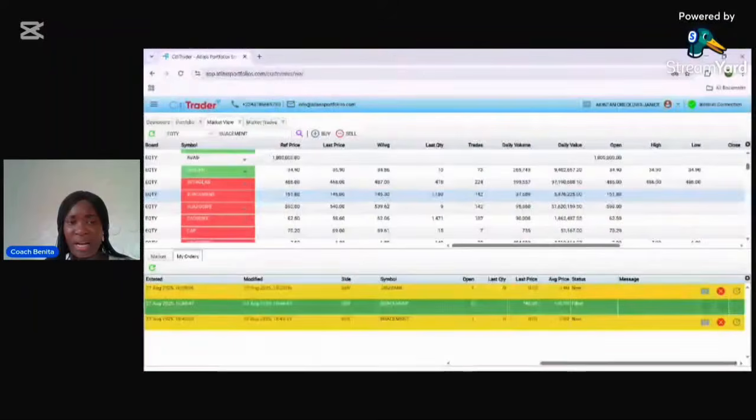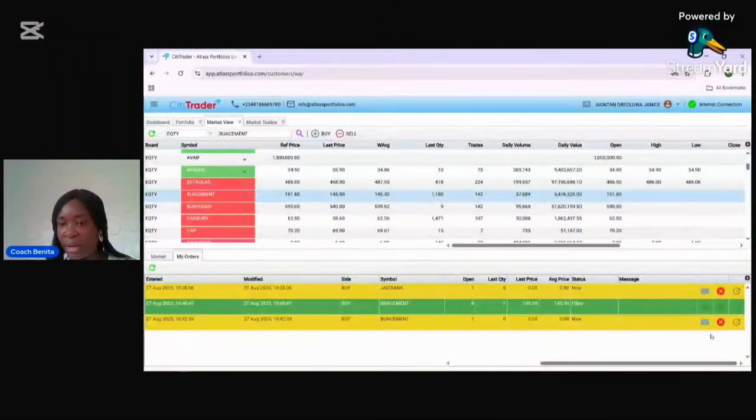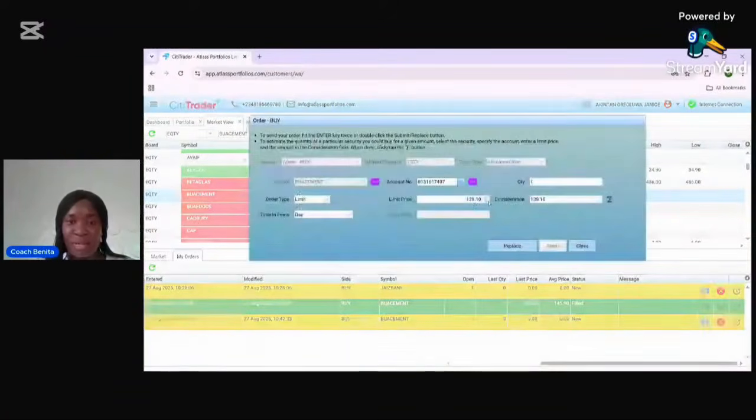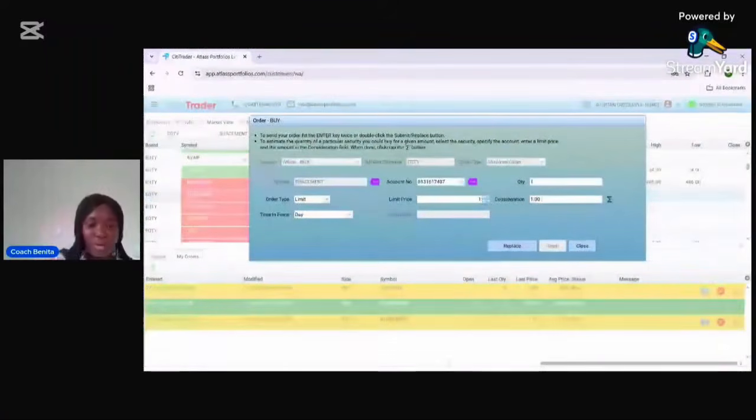So if I want to adjust my order, you come to this thing that looks like a keyboard, click on it, it shows you replace. So if I want to replace this order, let's say I want to change it to 125. I want to change this to 125. I can just come here, change to 125 and replace. So it means that I've replaced my order.